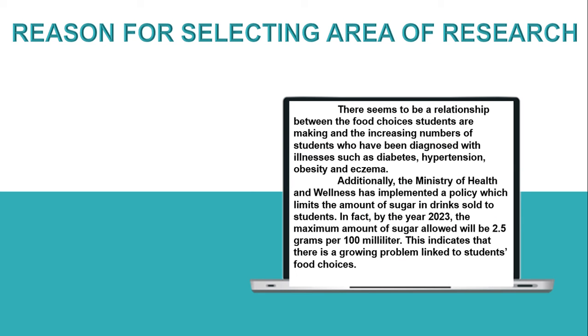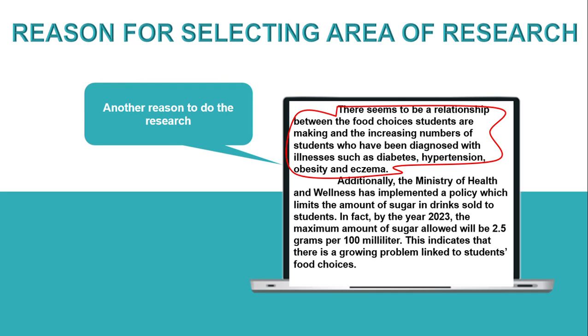You continue. There seems to be a relationship between the food choices students are making and the increasing numbers of students who have been diagnosed with illnesses such as diabetes, hypertension, obesity, and eczema. And here you're giving another reason. Students seem to be getting ill and you think it's linked to what they're consuming.